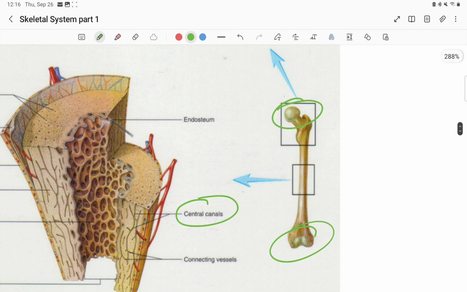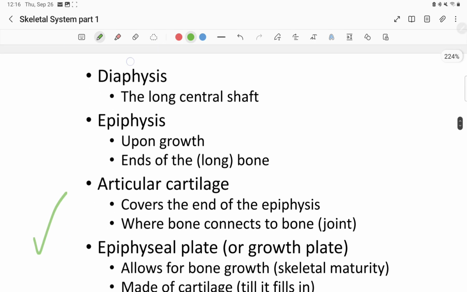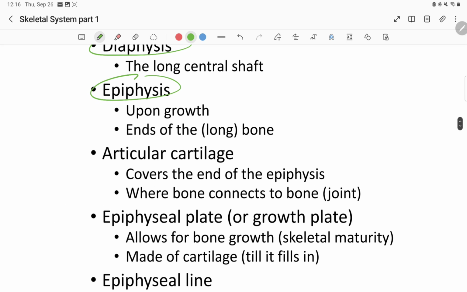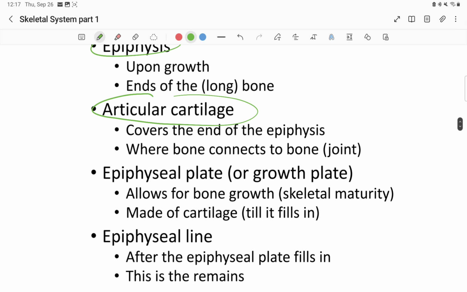The length of the bone right here is called the diaphysis. So the long central shaft is called the diaphysis, and that is up here. The epiphysis, which means upon growth, is the ends of the long bone, so the proximal and distal end. Articular cartilage covers the end of the bone. People simply say cartilage, like the cartilage in my knee or the cartilage in my shoulder.